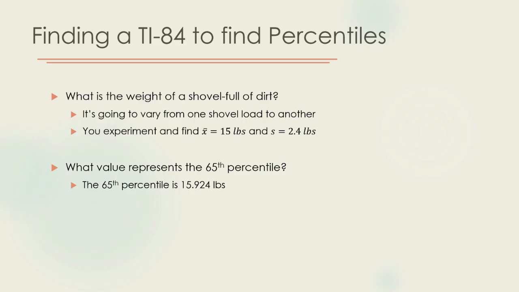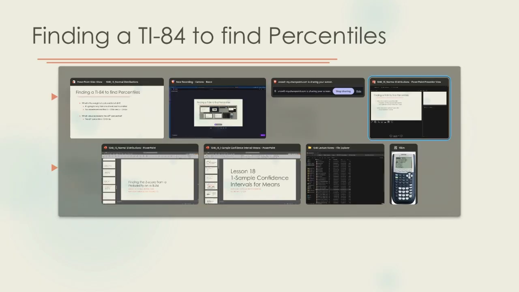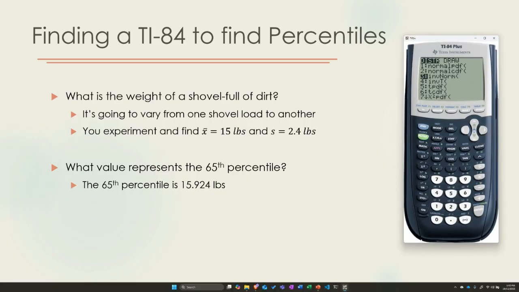Now, we did this before with a Z table and found that it has a value of 15.924 pounds, meaning that 65% of my shovelfuls of dirt have a weight less than 15.924 pounds. All right, let's see how to actually get that on a TI-84. Let me pull that up and go back to the home screen.